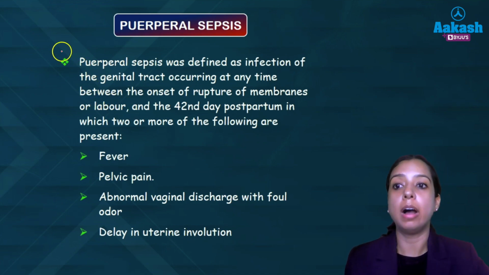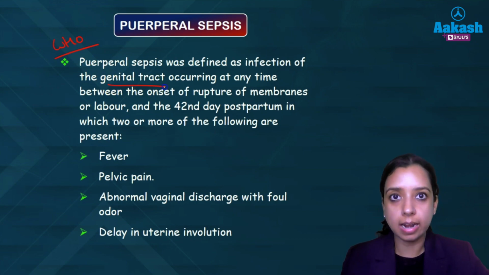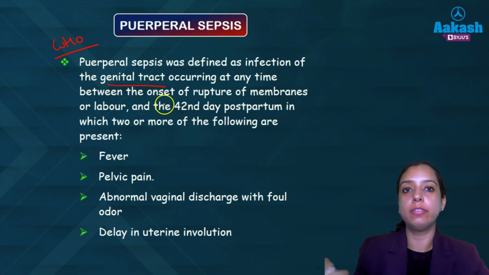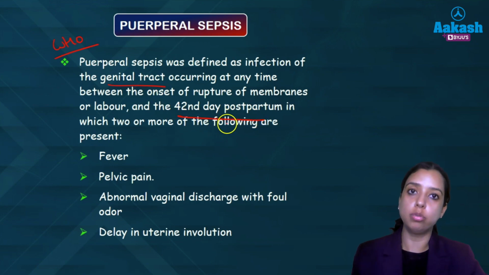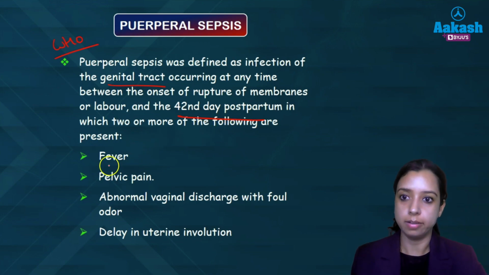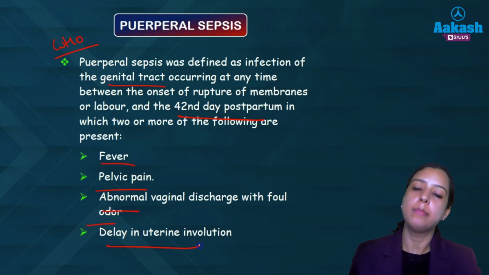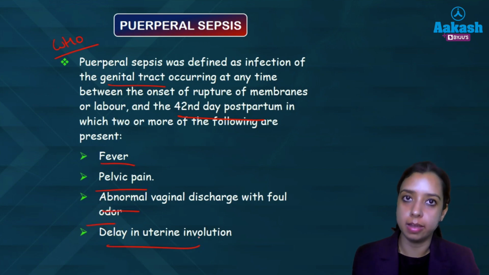Okay, so how does WHO define puerperal sepsis? It defines it as infection of the genital tract from the onset of rupture of membrane or labor till 42 days postpartum. The patient will have any two of the following: fever, or pelvic pain, or abnormal vaginal discharge, or abnormal uterine involution. Any two of them. Okay, that is sepsis.